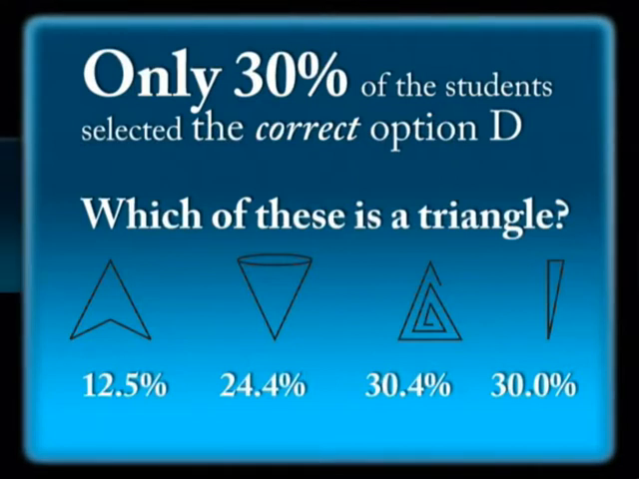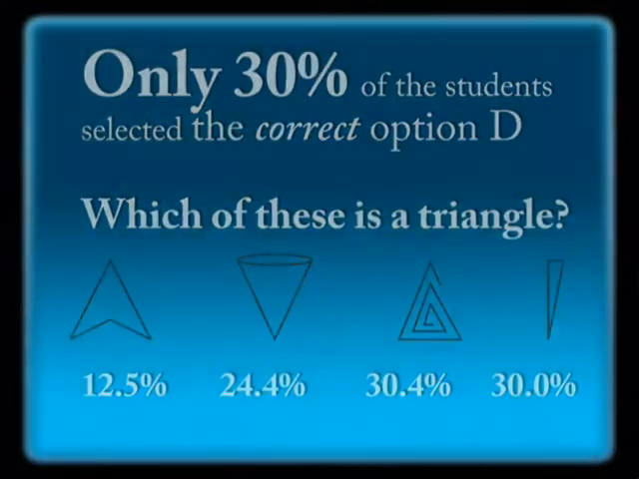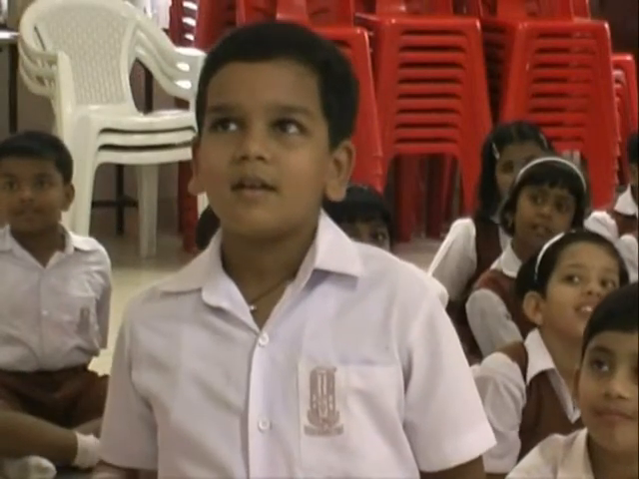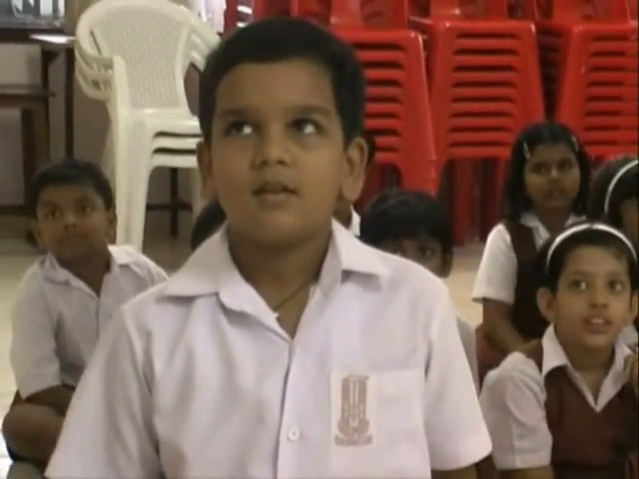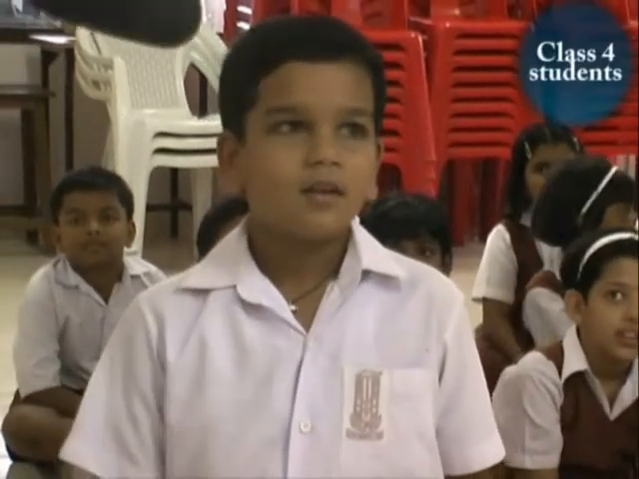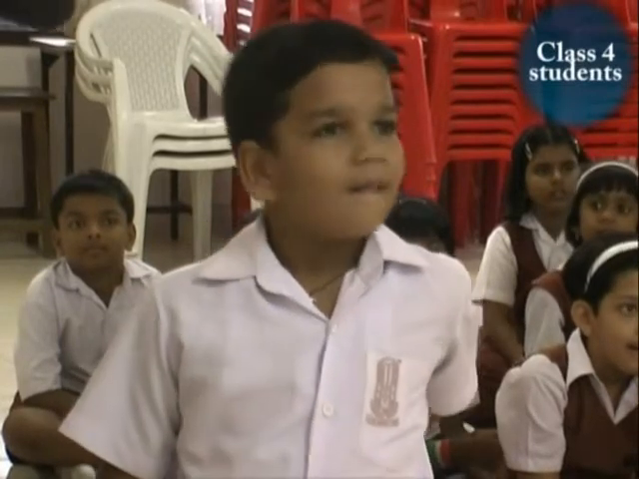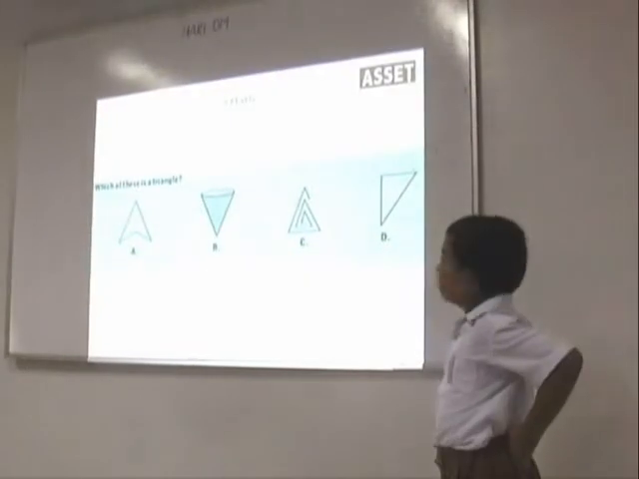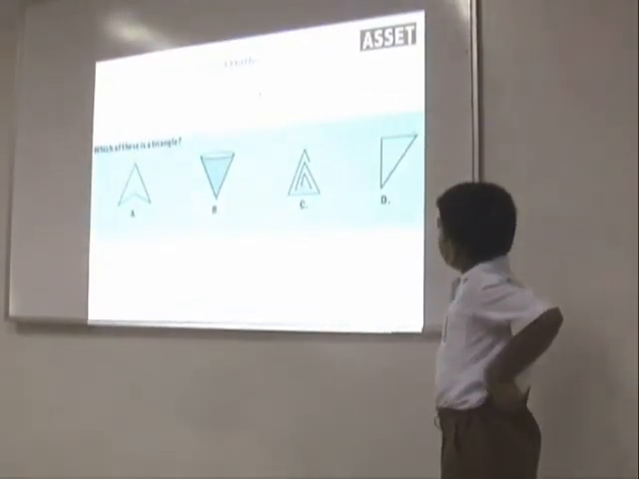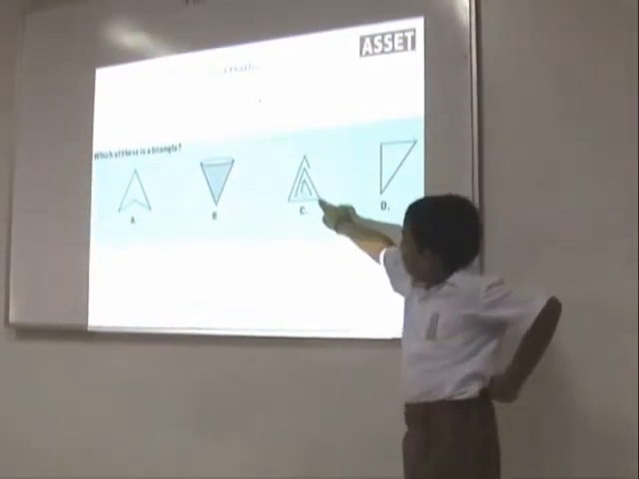What is there in a triangle? Three edges should be there. And that three will be vertices. So you think C has three edges and three vertices? Yeah. Okay. So that is the reason it's not a triangle.